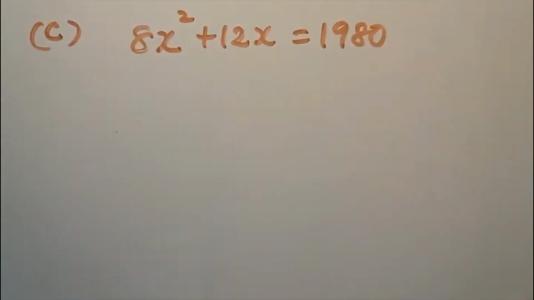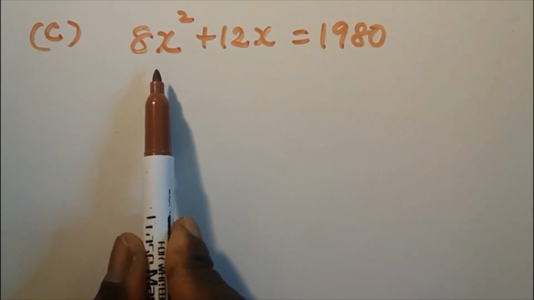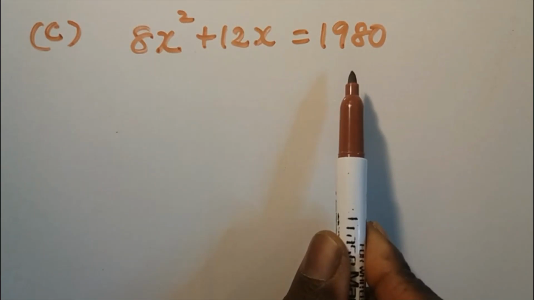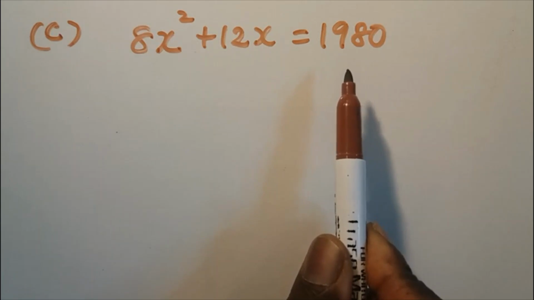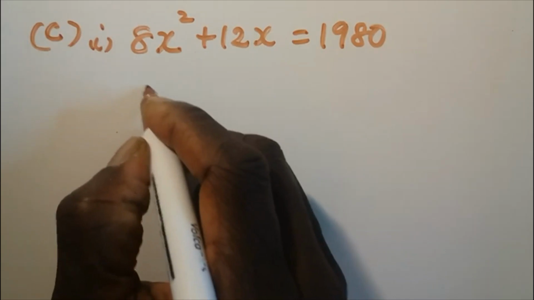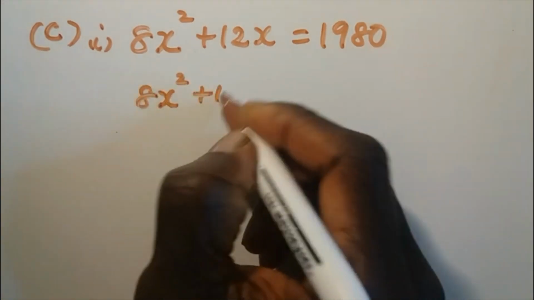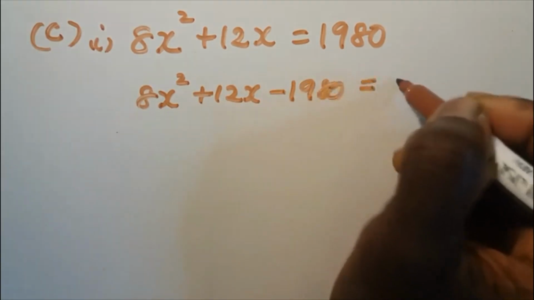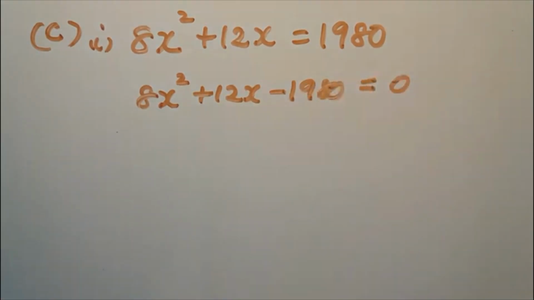Right, so we've equated what we found in part B as the volume of the wood to the information we're given in part C, that the volume of the wood is also 1980 centimeter cubed. So now all we have to do is to rearrange this to 8x squared add 12x minus 1980, and this is equal to 0. So now we have this quadratic. We need to show that it's equivalent to 2x squared add 3x minus 495 is equal to 0.